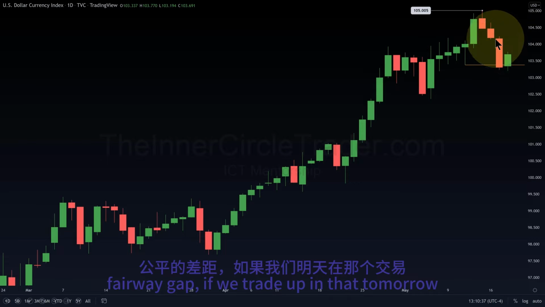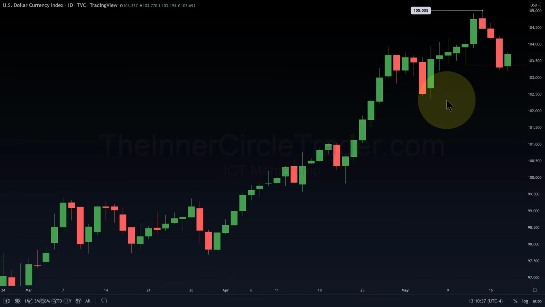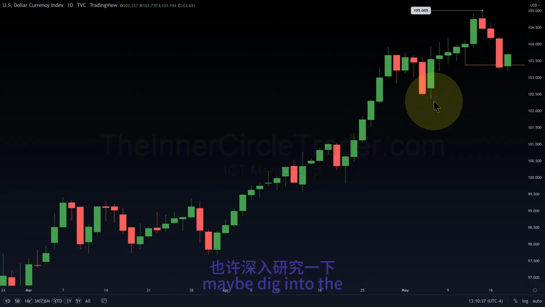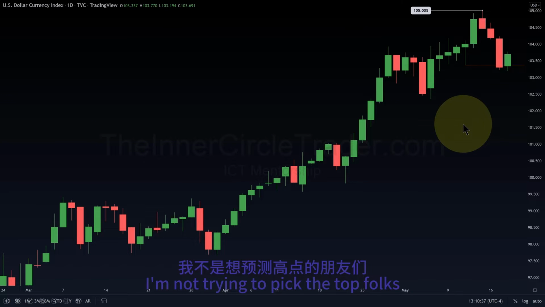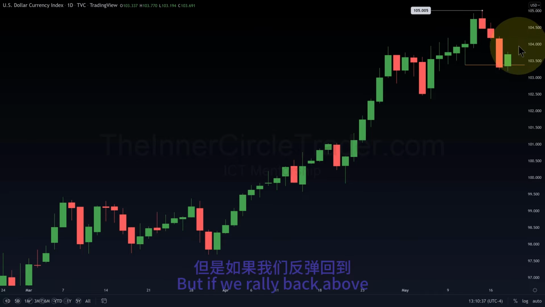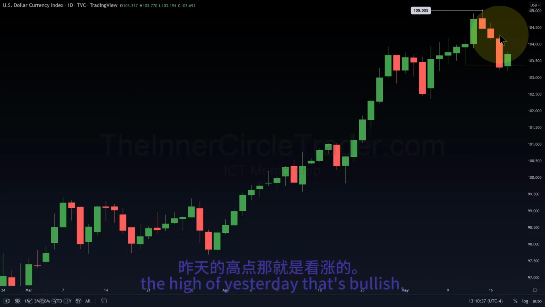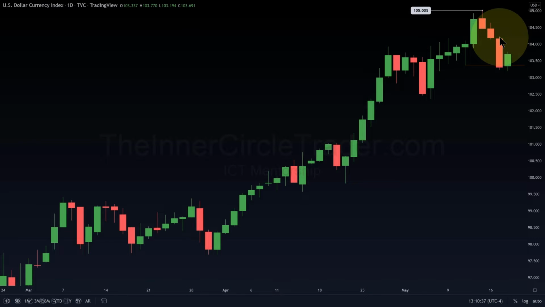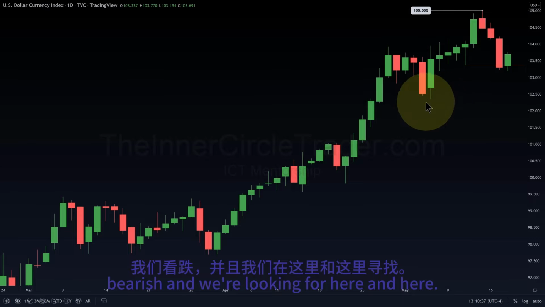The fair value gap, if we trade up in that tomorrow, that might set up another wave of selling down below this short-term low, maybe dig into the imbalance here if we're going to continue going lower. I'm not trying to pick the top, folks, that way you understand what I'm suggesting here. But if we rally back above the high of yesterday, that's bullish. As long as we remain below this candle's high, we're bearish and we're looking for here and here.